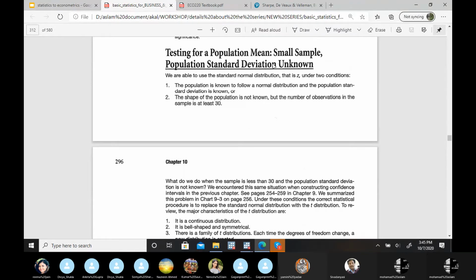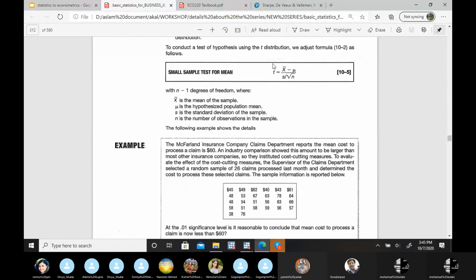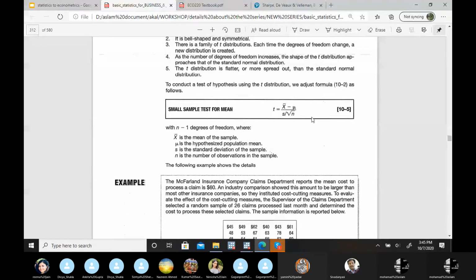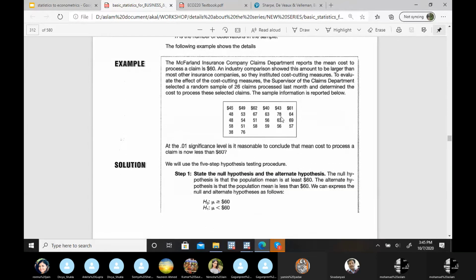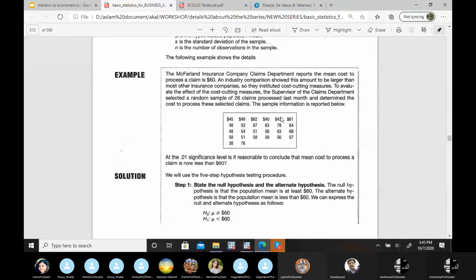So let's do this particular question. Now the difference in the formula is in the denominator: in place of population standard deviation, in the t-test we will use sample standard deviation. That's the only difference between the z statistic and t statistic. So let's suppose this is the case. Now we'll try to sort out this particular problem with the t-test.